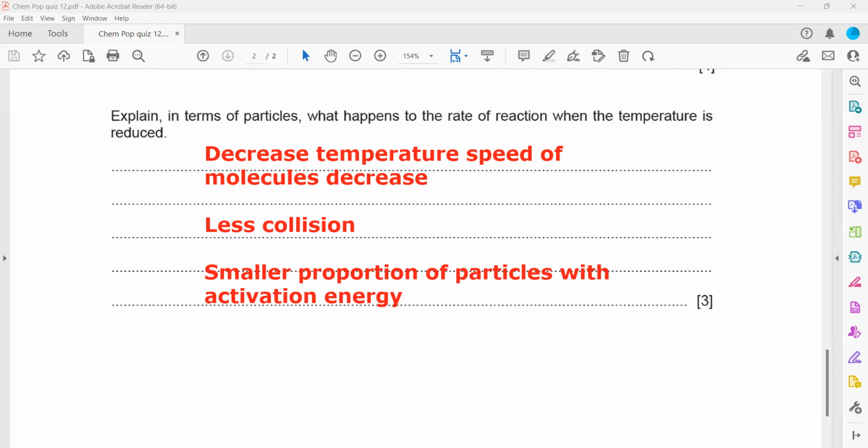How the marks are distributed: one mark is for mentioning the rate will decrease, or particles have less energy, it's the same thing. One mark is for mentioning fewer collisions, one mark is for mentioning fewer particles having energy more than activation. If we increase temperature, speed of particles increases or rate increases, more particles, more collisions, or a greater proportion of the particles have energy more than activation.